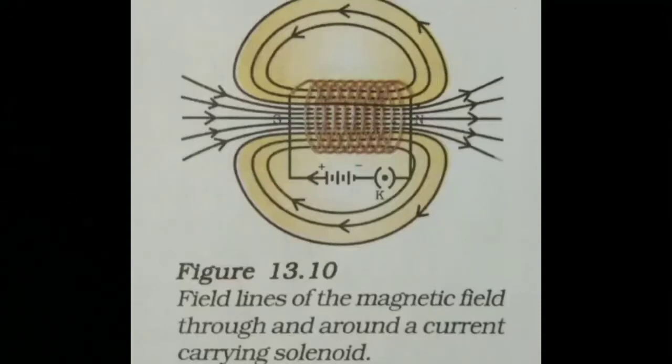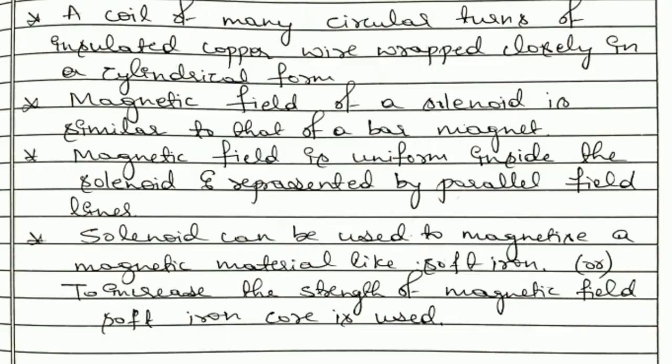The main points which we need to learn from this topic under the solenoid are: a coil of many circular turns of insulated copper wire wrapped closely in a cylindrical form is called a solenoid. This is our first point. And the second point is the magnetic field of a solenoid is similar to that of a bar magnet, which we just learned by looking at the diagrams. And the third point is the magnetic field is uniform inside the solenoid and represented by parallel field lines.